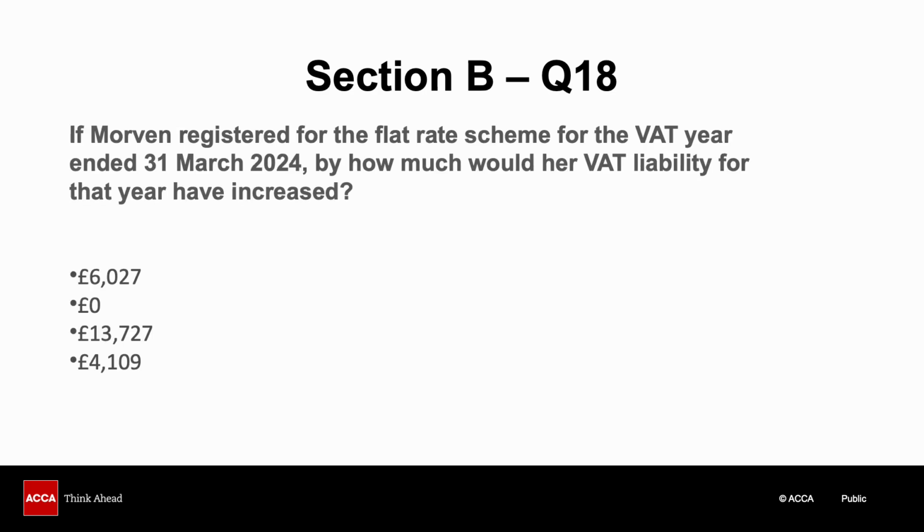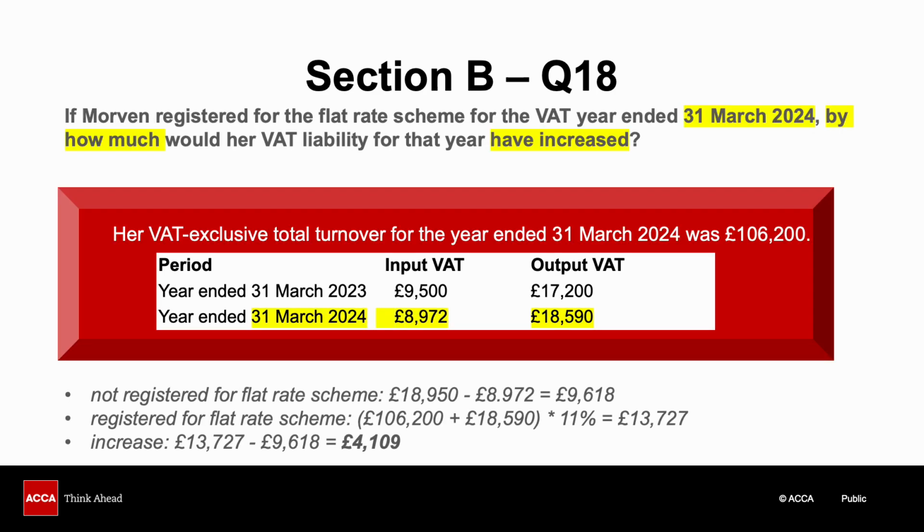Question 18 saw us move on to a different VAT accounting scheme, the flat rate scheme. This one said, if she had registered for the flat rate scheme for the year ended March 24, by how much would her VAT liability for that year have increased? And again, you're given 4 options. The information relevant here is for the year end March 24. We've got the output VAT amount and the input VAT amount, and we've also been given the VAT exclusive total turnover for the year, which was 106,200.